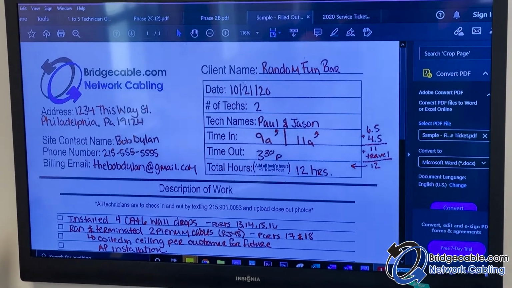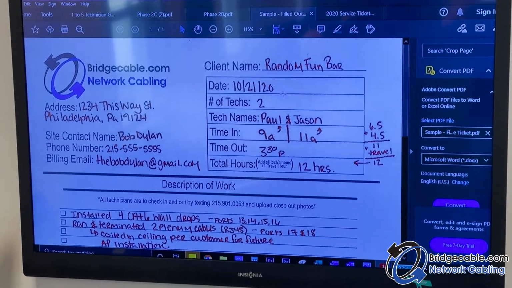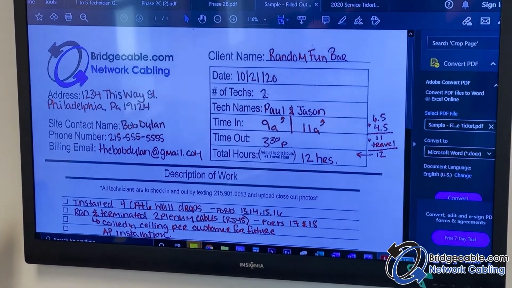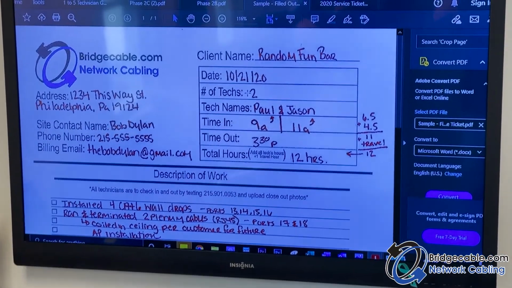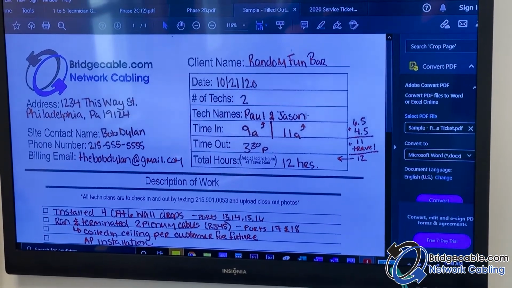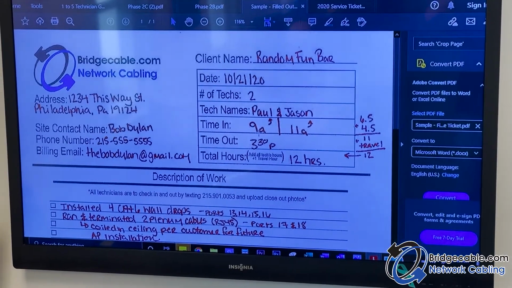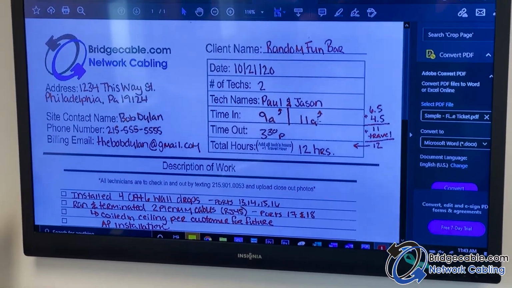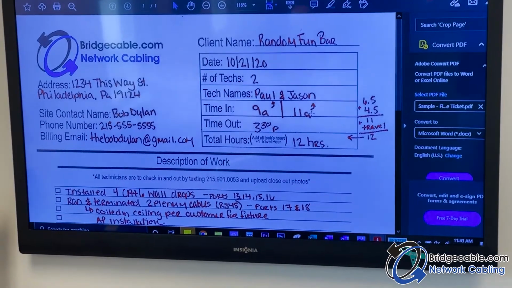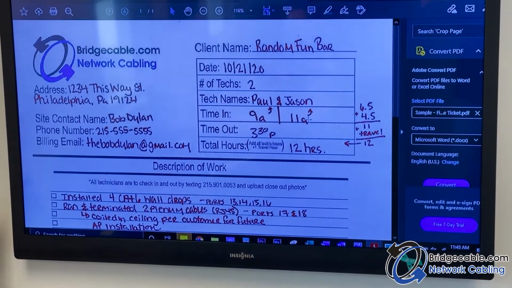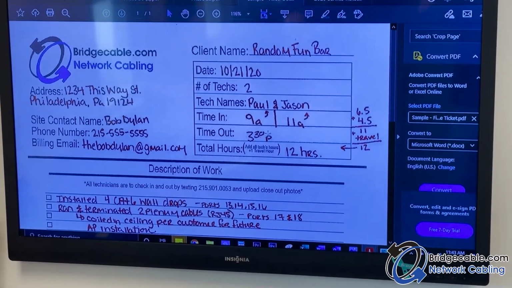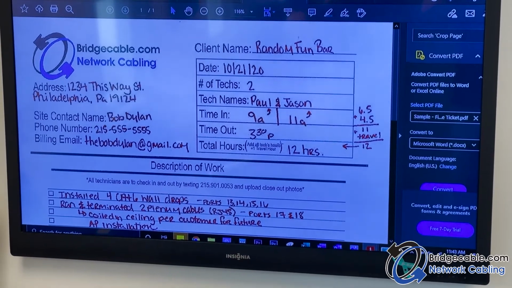So here, this was done obviously way in the past, 10/21 of 2020. We had 2 technicians on site. We had Paul and Jason. But Paul got there at 9 a.m. Jason had another site to do in the morning, so he arrived at 11 a.m. They did not take up a full 8-hour shift. They got done at 3:30.